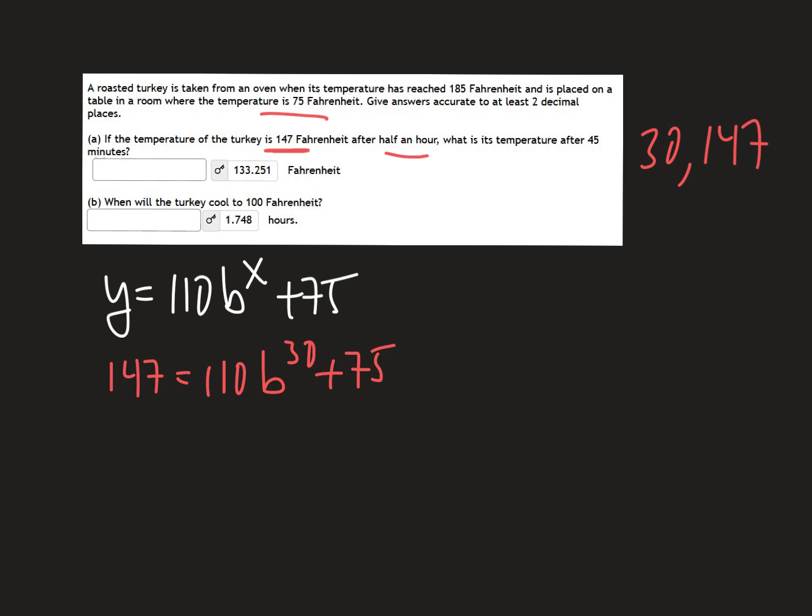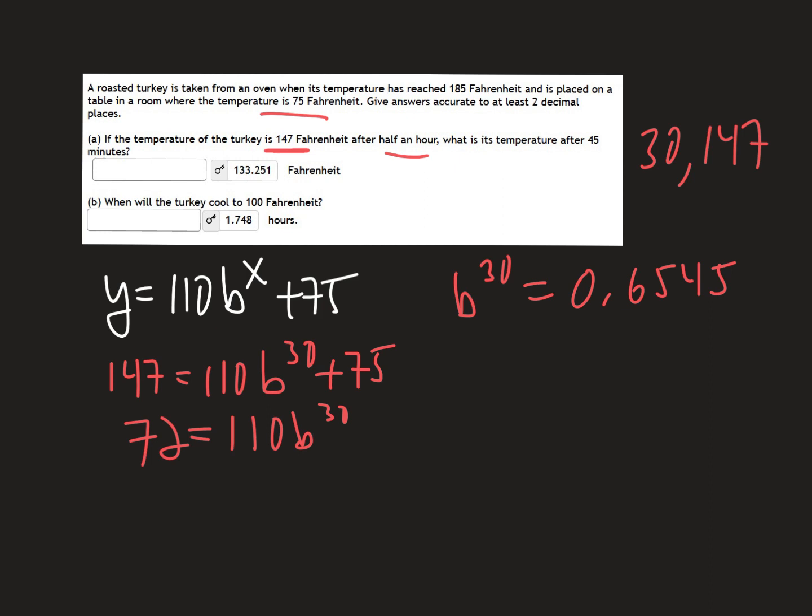147 minus 75, I'm getting 72 equals 110 times b to the 30th. And then I'm going to divide by 110. So I'm getting b to the 30th equals 0.6545, and I got a bunch of other decimal places.